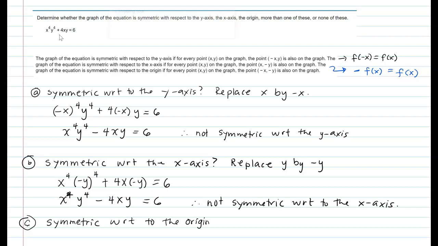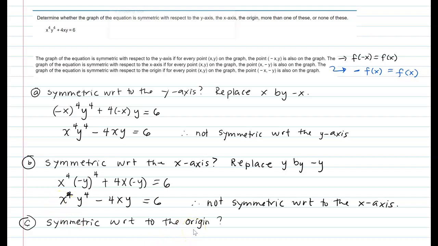Because there are some cases wherein the function is symmetric with respect to x or to y or both, or it could also be that they're not symmetric with respect to the x or to the y-axis, but they're symmetric with respect to the origin. Or it could be that the function is not symmetric to any of these at all. Okay, so now, how do we check whether the graph is symmetric with respect to the origin?